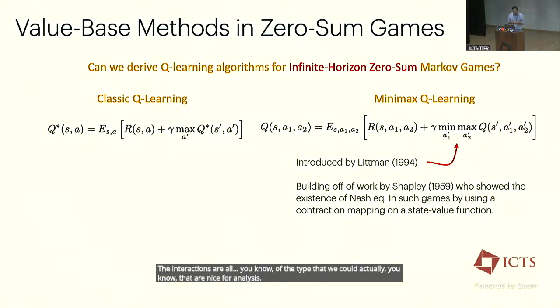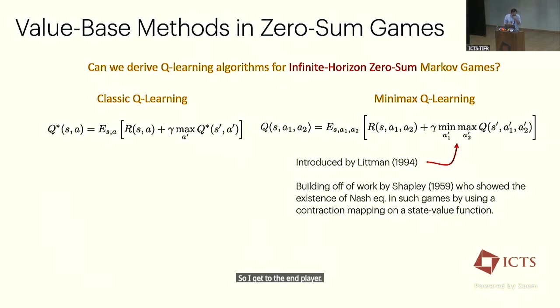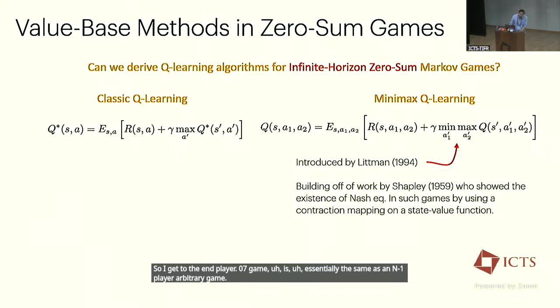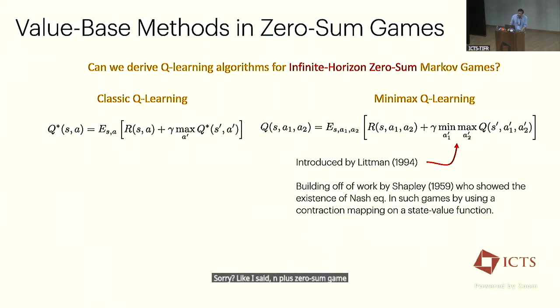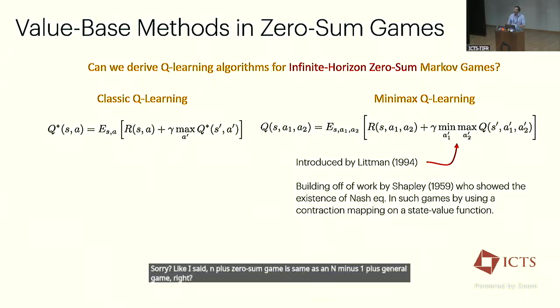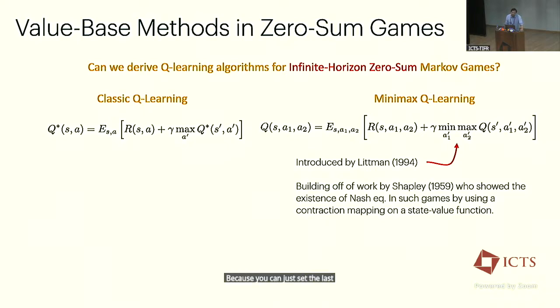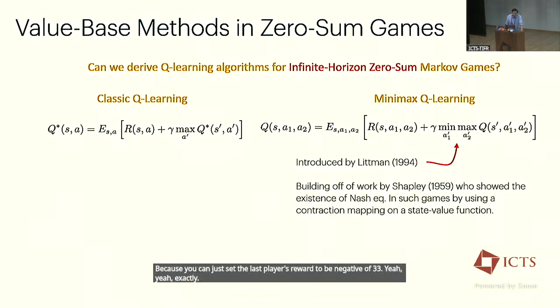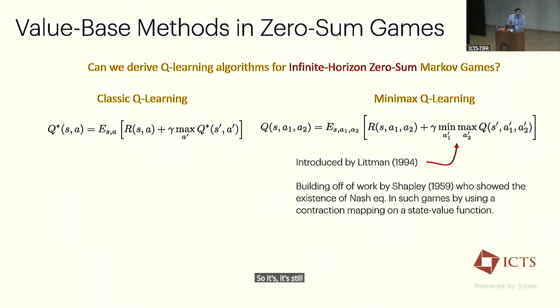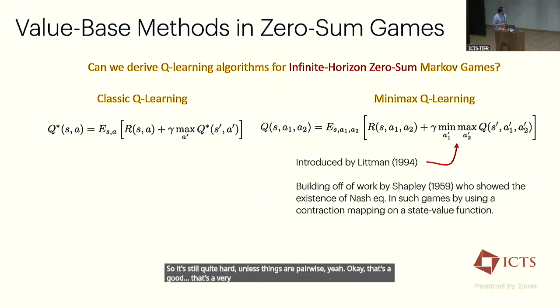So I guess the n player zero sum game is essentially the same as an n-1 player arbitrary game. Because you can just set the last player's reward to be the negative of everybody else's. Yeah, exactly. So it's still quite hard unless things are pairwise. Okay, that's a very good point.